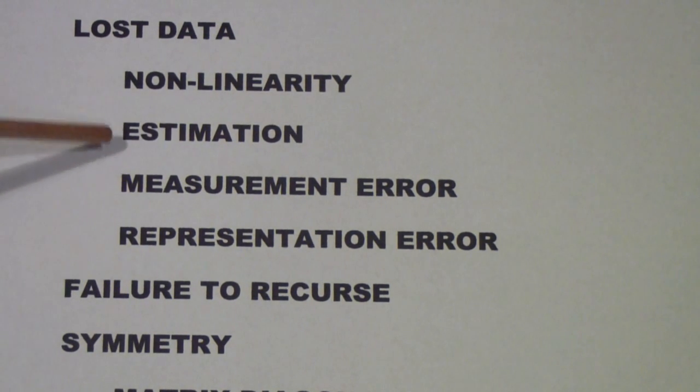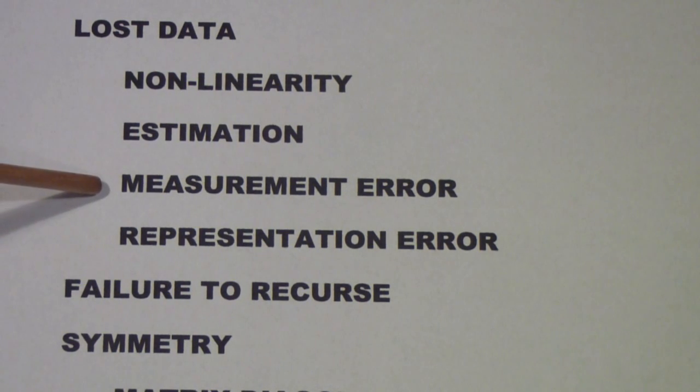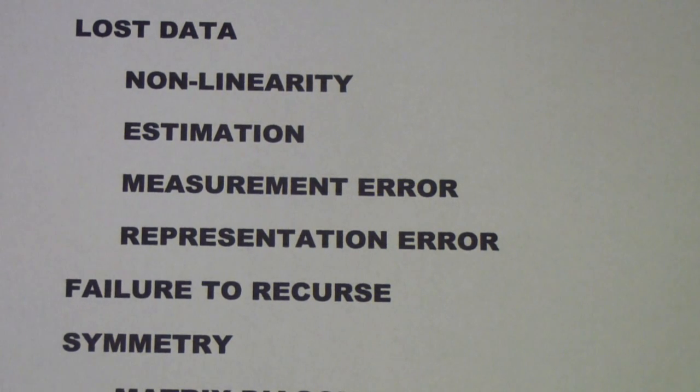Another thing is the use of estimation. Sometimes the use of estimation produces variations in the data that, if you were really using the precise values, you would see things that we'll talk about a little later under symmetry. The same is true of measurement error, if you're not very precise in how you measure things. And finally is representation error. So for example, if you sample something with 8 bits, but then you represent it in 4 bits, you are throwing away a lot of data.